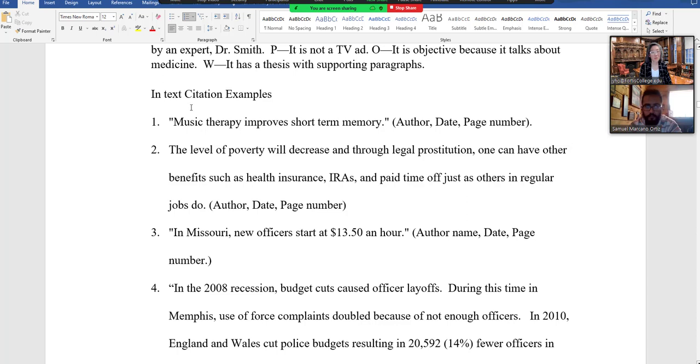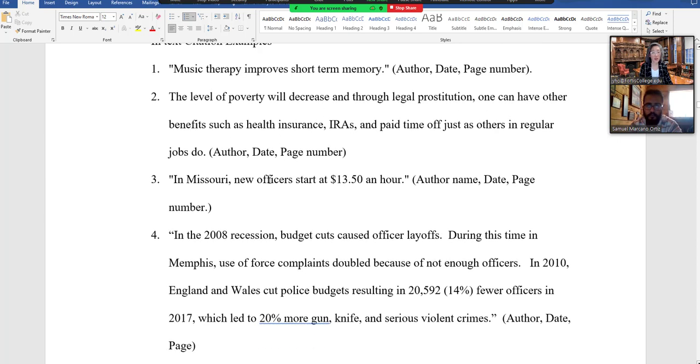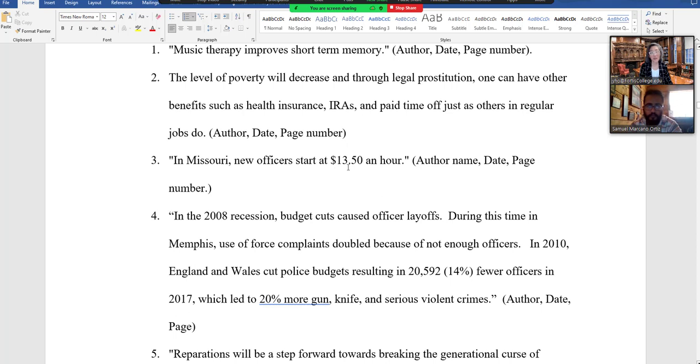Here are some examples of in-text citations. Here you have a medical fact: music therapy improves short-term memory. Here you have a scientific fact: the level of poverty will decrease, and one can have other benefits such as health insurance, IRAs, and paid leave. Here you have numbers: in Missouri, new officers start at $13.50 an hour. So whenever you cite any kind of numbers, you have to cite the source.